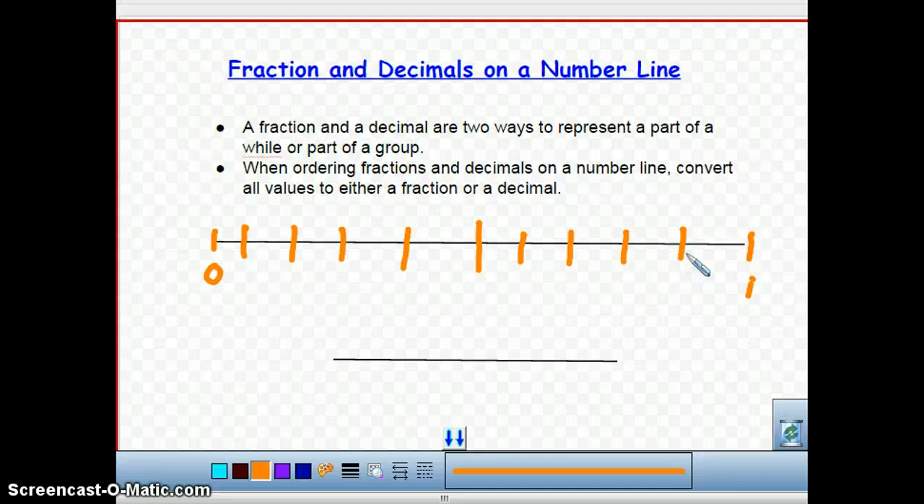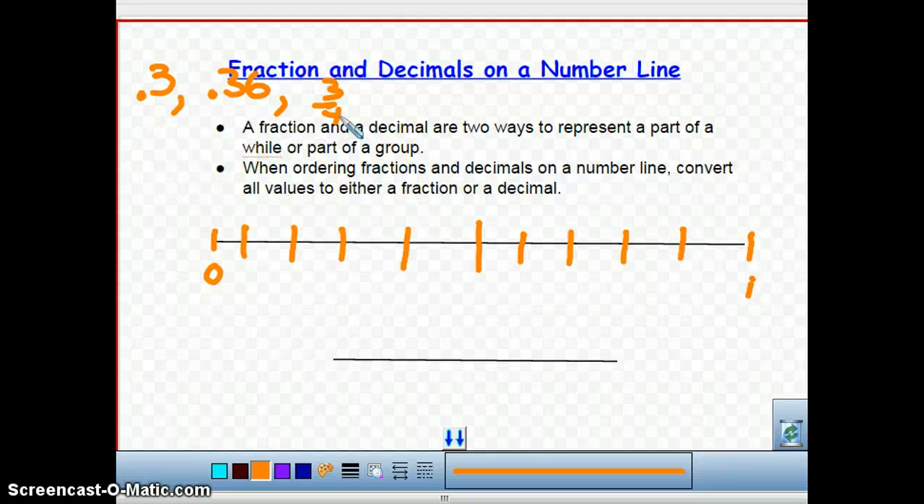Let's say we have 3/10, 36 hundredths, and 3/4. We want to order those. We need to turn them all to, what would you guys do in this case? Would you make them all fractions or would you make them all decimals? Austin? All decimals. All decimals.